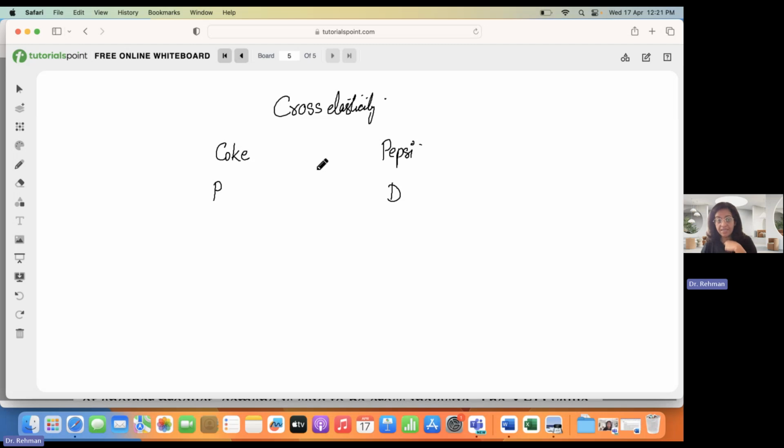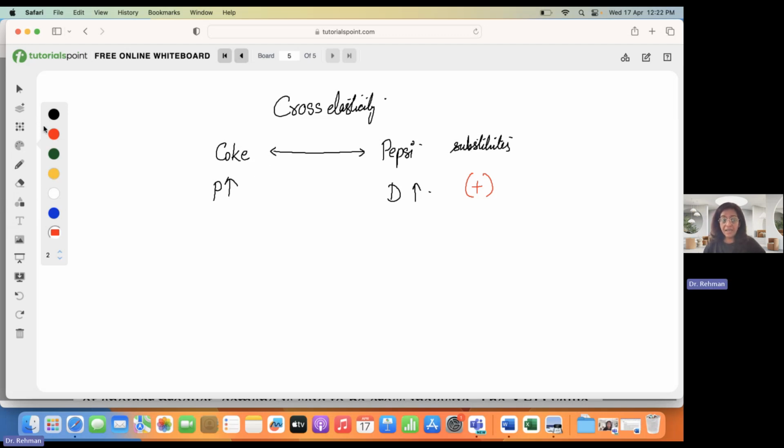So in such cases, if products are substitutes, that means they can replace each other in the preferences of a consumer. If I increase the prices of Coke, they become expensive. People stop buying Coke and they start buying Pepsi. So the demand for Pepsi increases. So for substitute goods, the cross elasticity of demand is positive. That means they are in the same direction.